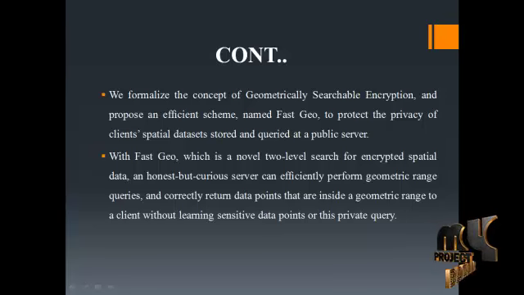We formalize the concept of geometrically searchable encryption and propose an efficient scheme named FastGeo to protect the privacy of clients' spatial data sets stored and queried at a public server. With FastGeo, a novel two-level search for encrypted spatial data, an honest but curious server can efficiently perform geometric range queries and correctly return data points that are inside a geometric range to a client without learning sensitive data points or the private query.